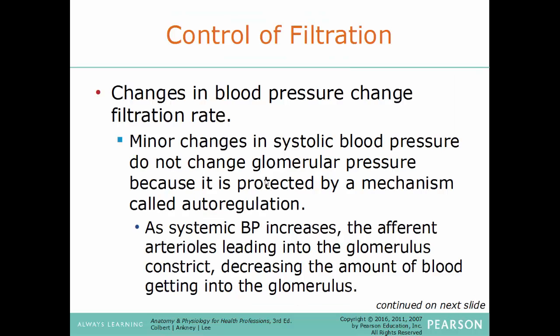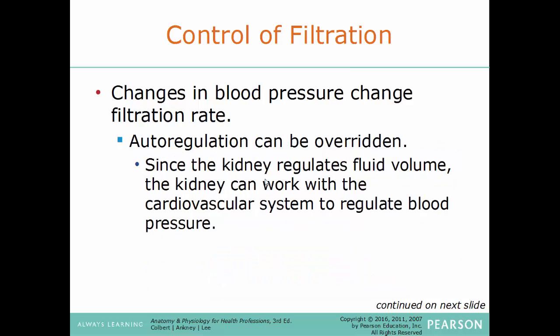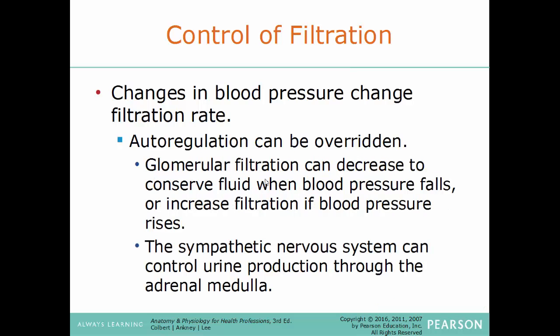Now, changes in blood pressure can change the filtration rate. Minor changes in systolic blood pressure do not change the glomerular pressure because it's protected by a mechanism called autoregulation. How this works is, as the systemic blood pressure increases, the afferent arterioles leading into the glomerulus will constrict, decreasing the amount of blood getting into the glomerulus. And autoregulation can be overridden. Since the kidneys regulate fluid volume, the kidney can work with the cardiovascular system to regulate blood pressure. The glomerular filtration can decrease to conserve fluid when blood pressure falls, or increase filtration when blood pressure goes up.